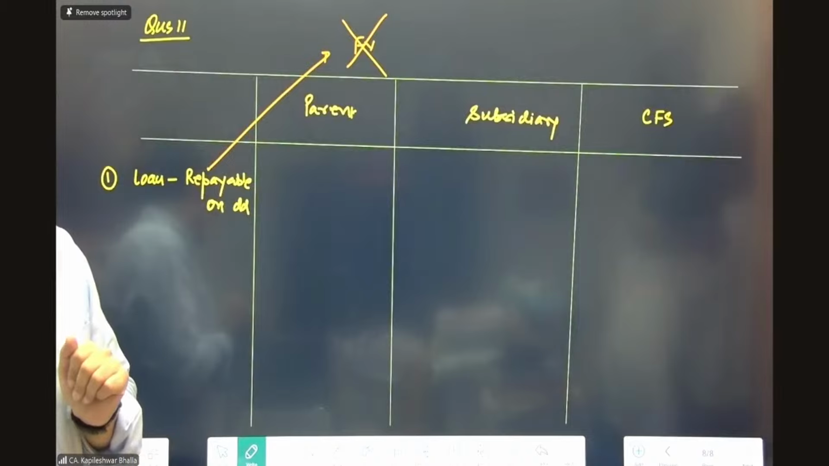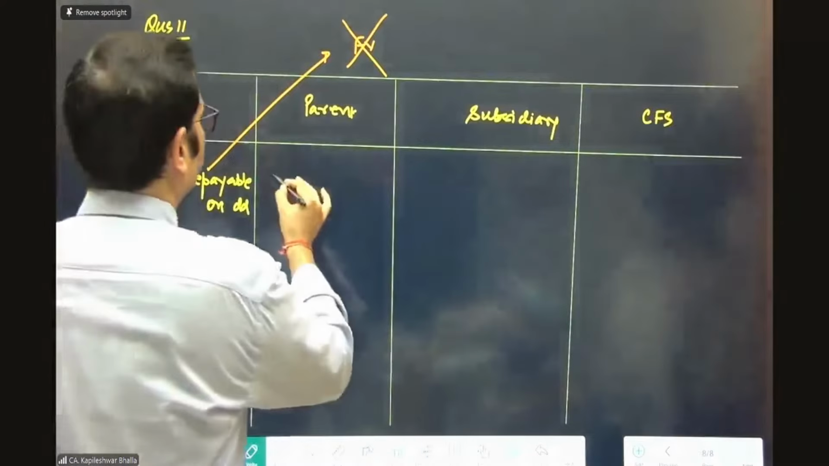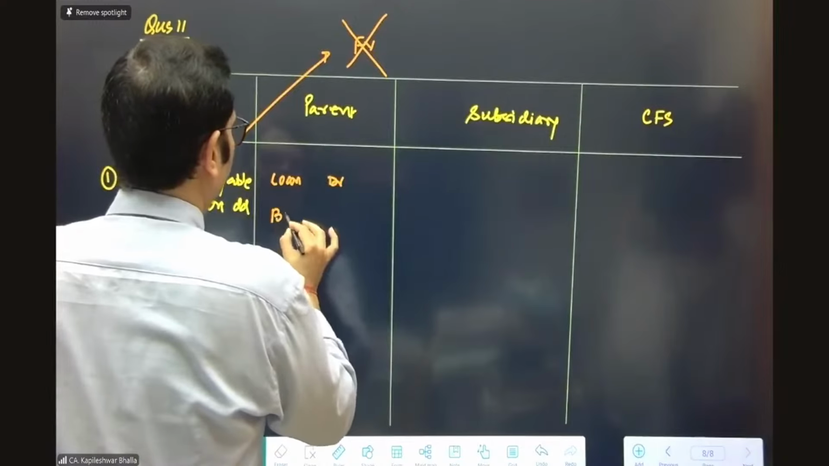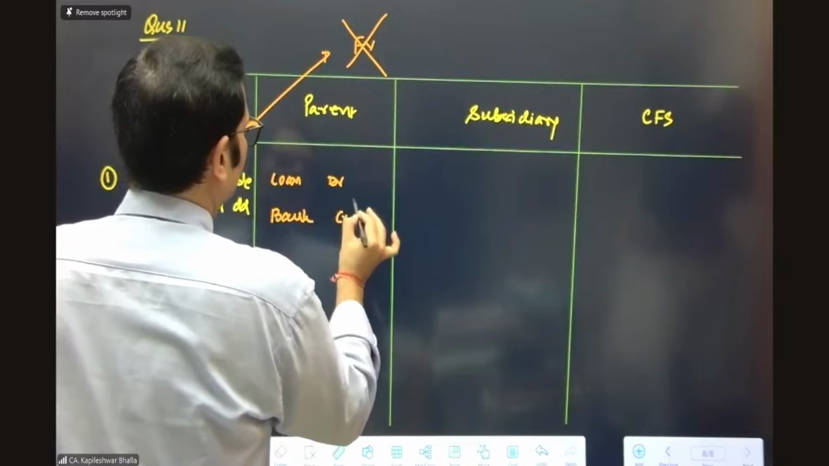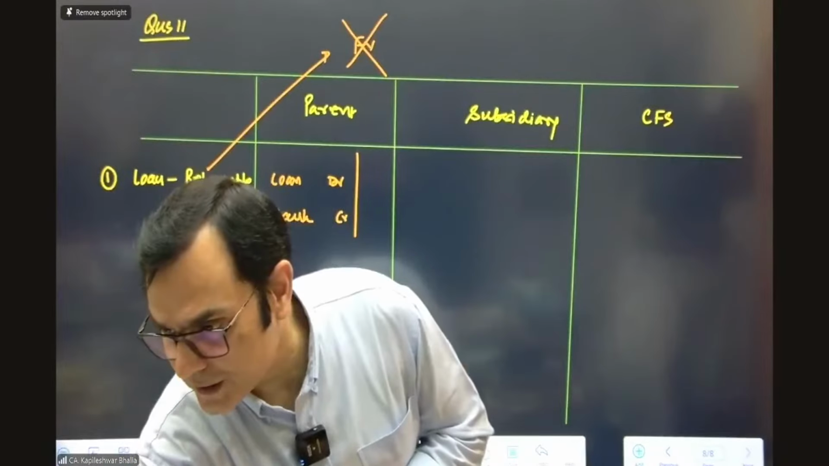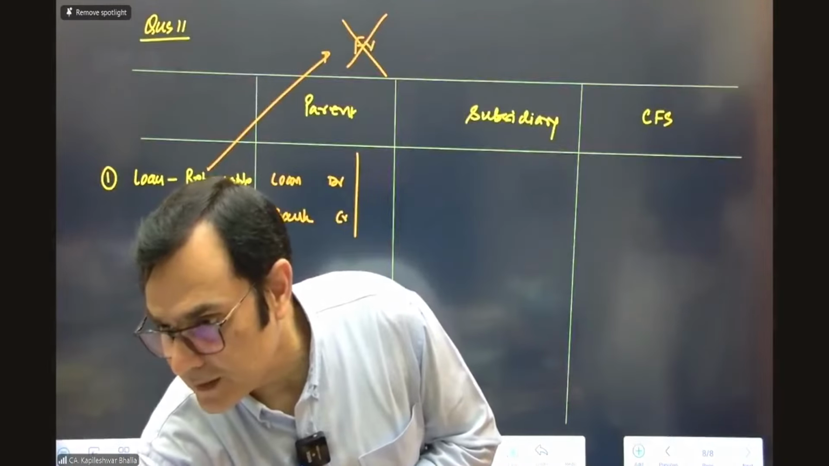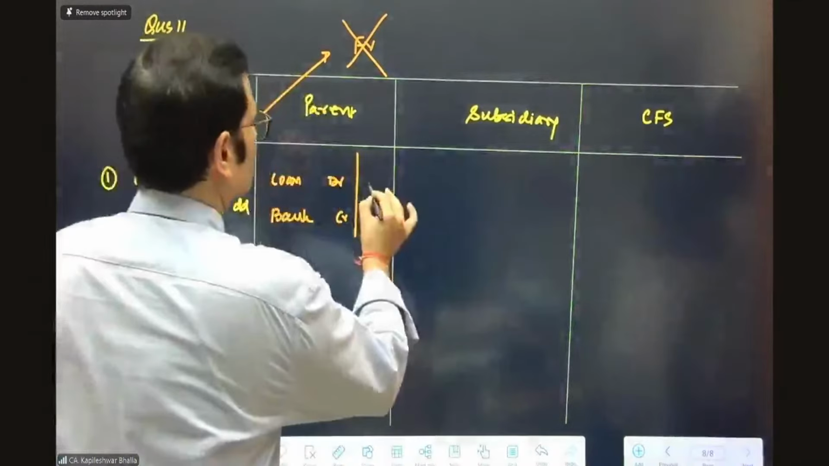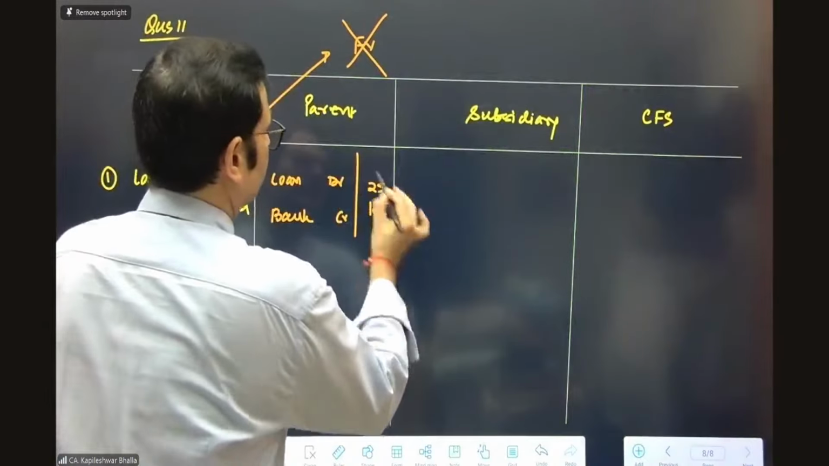So let's have a look at the entry. The parent will put the entry: loan gets a debit, bank gets a credit, and this will be at the transaction value itself. So what was the transaction value? The loan was for 25 lakhs. So this works out at 25 lakhs. Done.